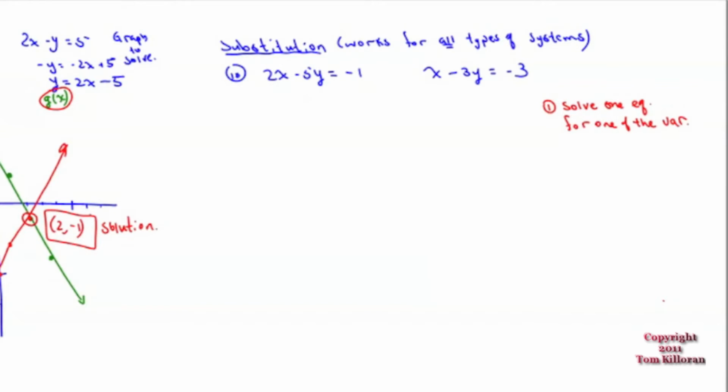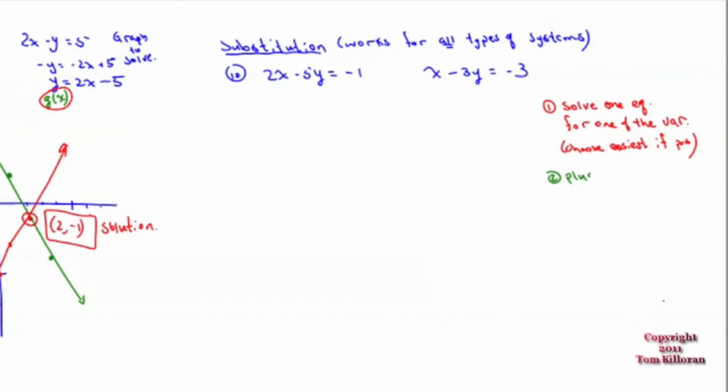So the first step is you want to solve one equation for one of the variables. Technically, it doesn't matter which one you do, but usually you want to choose the easiest one, if possible. Only if it's possible. If it's not possible, just pick one and run it through. Second step, let's do it.